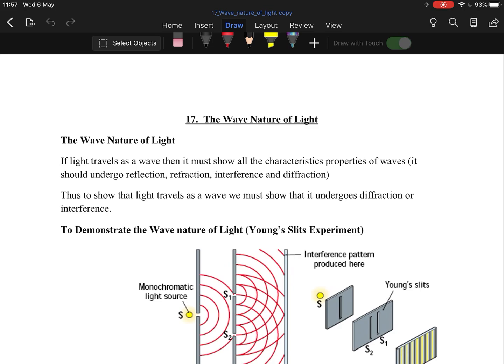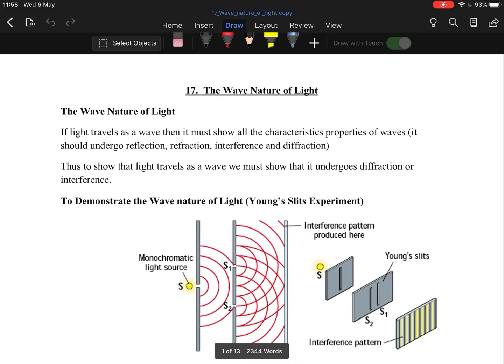Okay, so light travels as a wave. The question is, of course, the meme: is light a wave or is light a particle? And the answer is yes. So light travels as a wave, therefore it has to undergo the same properties. It has to be reflected, which is easy, it is. It has to be refracted, go back to optics, we see that. You have to have interference and diffraction. Now that's something we need to show.